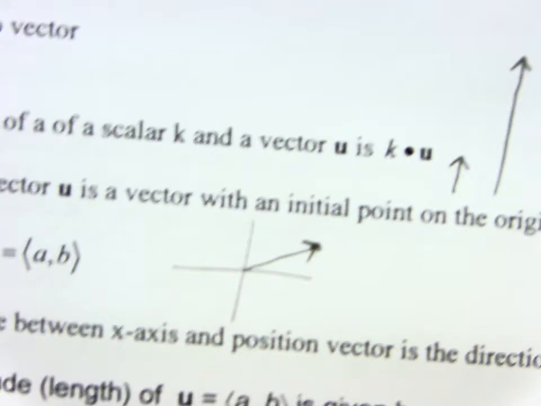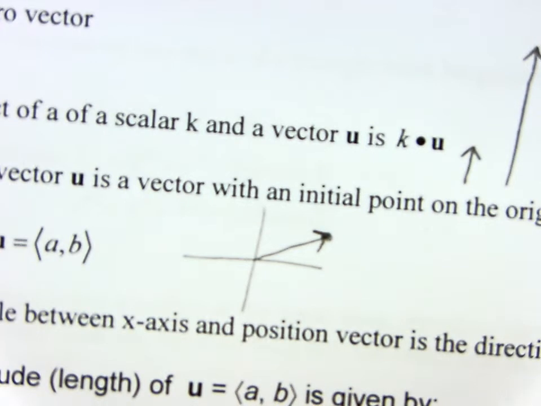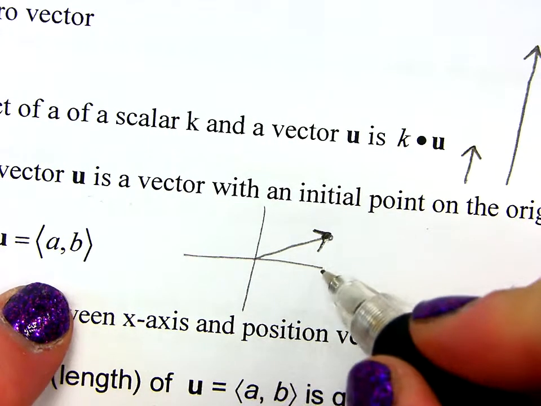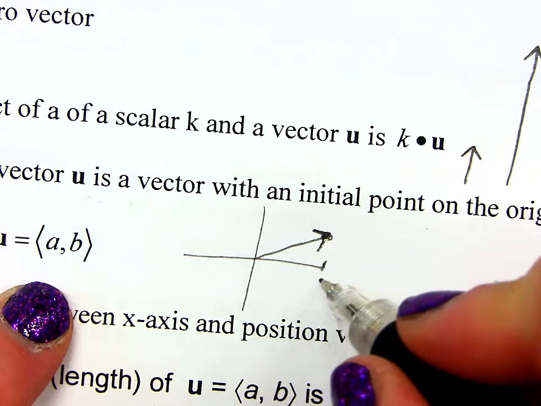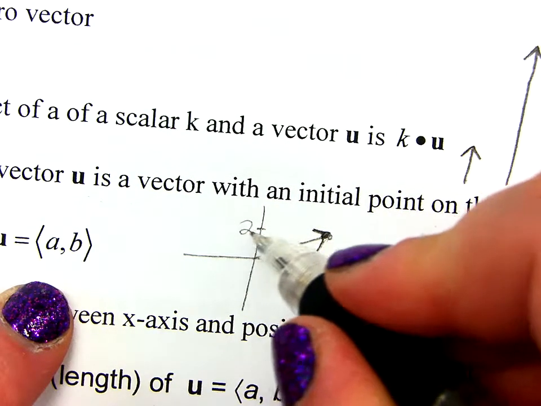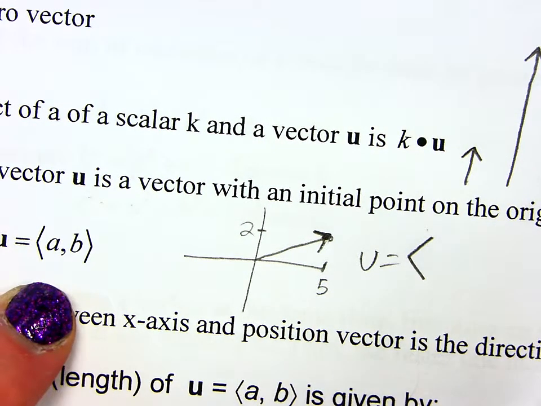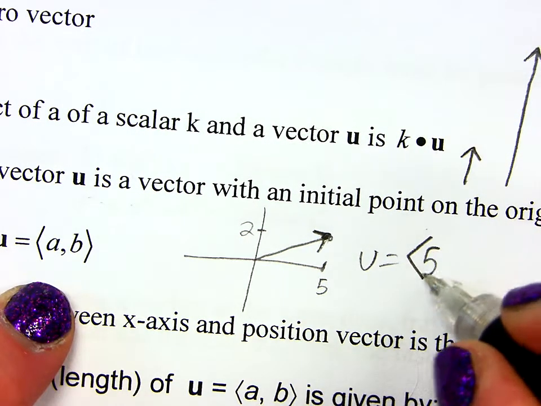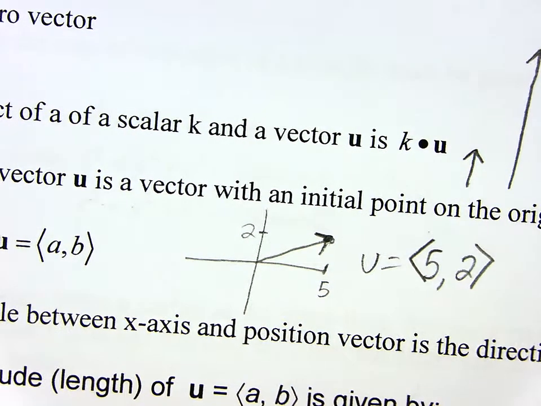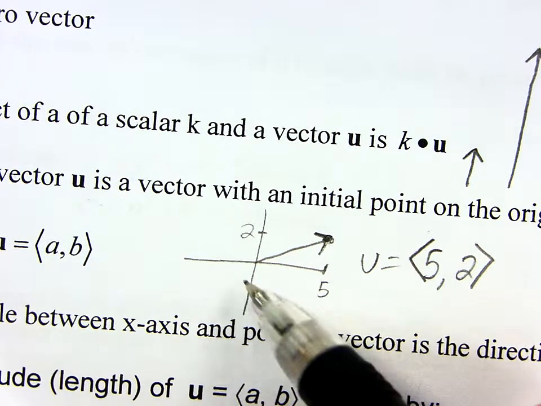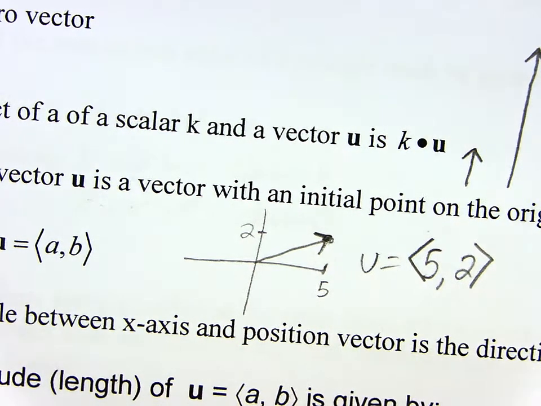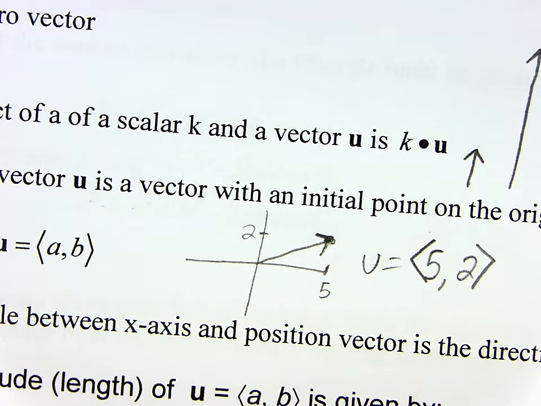So, all I'd have to do to write the location of this vector, let's say it's at 5 on the x and 2 on the y. That vector there would be written as, and notice these are not parentheses, they're these pointy brackets, 5, 2. So A is really like your x coordinate and B is like your y coordinate. What do you call those parentheses? Pointy brackets. I don't know if they have a real name.